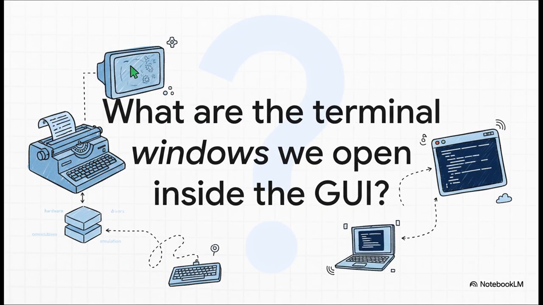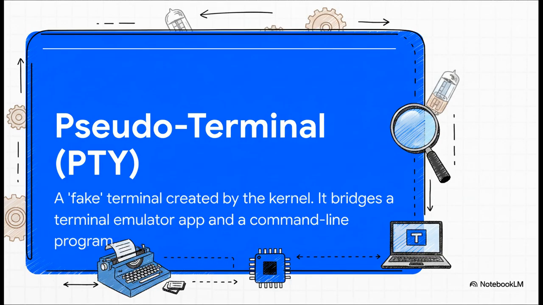Which brings us to the core of the mystery, right? If the entire graphical interface is sitting on, say, Virtual Terminal 7, then what happens when you click on that terminal icon to open a new command line window? What is that thing? It can't be a virtual terminal because we're already using one for the whole desktop. And the answer is a pseudo-terminal, or PTY. And the word pseudo just means fake. And that's exactly what it is. It's a completely fake terminal, a pair of software endpoints made by the kernel that perfectly mimics the behavior of one of those old-school hardware terminals.